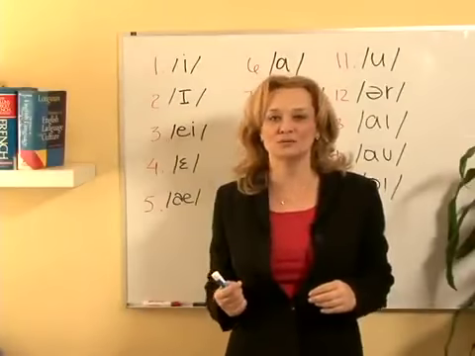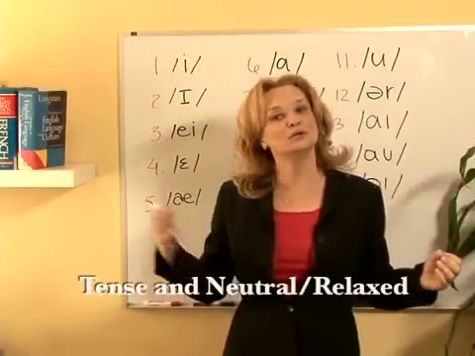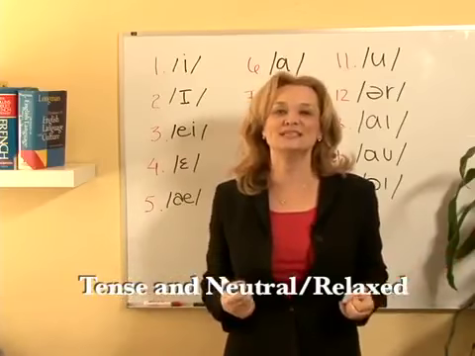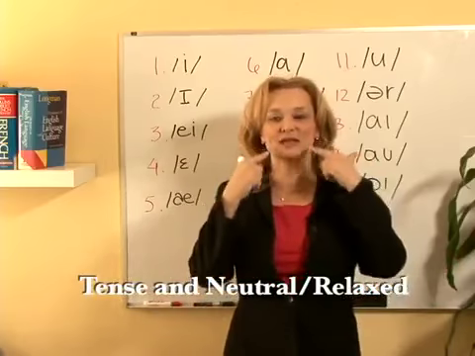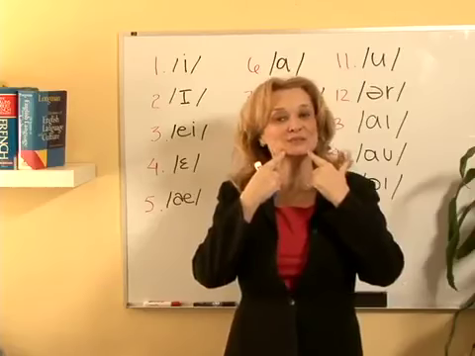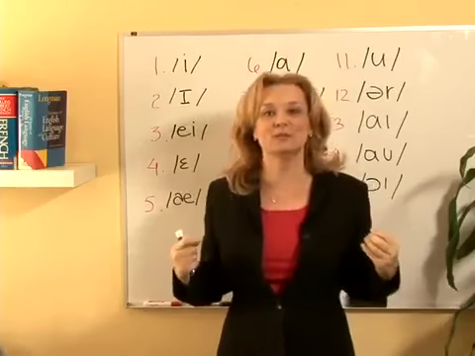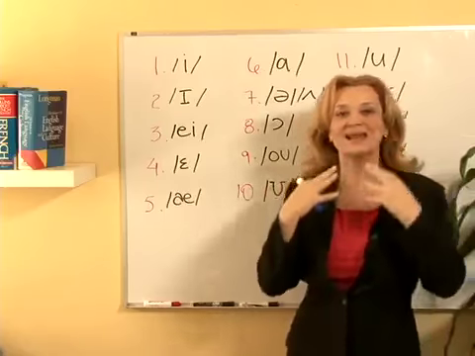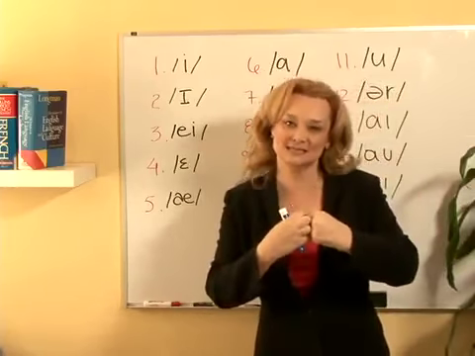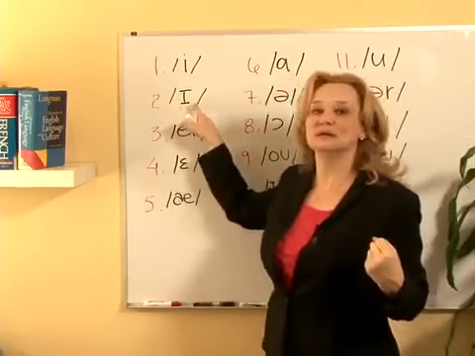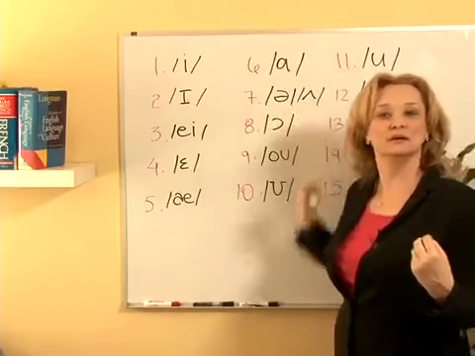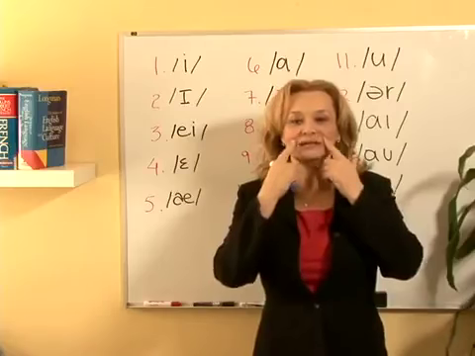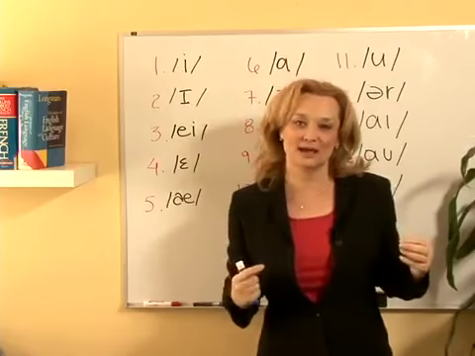We categorize vowels as either tense or neutral, or sometimes we say relaxed instead of the word neutral. When we say a vowel is tense, it means that our tongue is tense and sometimes our lips are also tense. For example, when I say E or when I say O, there's a lot happening. My mouth is moving and it's tense. When I say I or when I say uh, there's not much happening in my mouth. My lips are relaxed and my tongue is relaxed in the back.